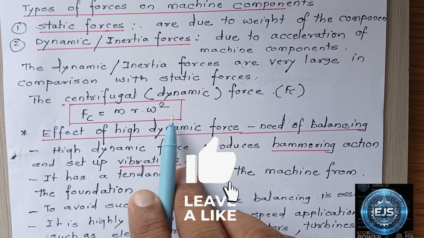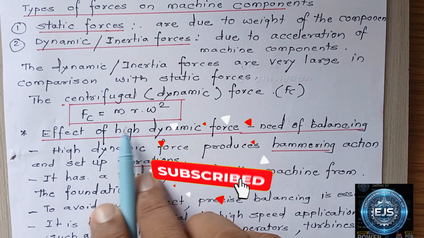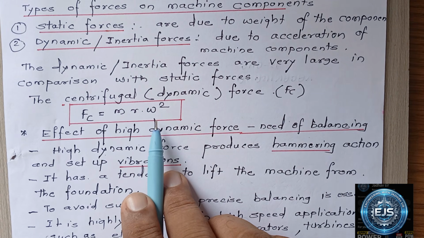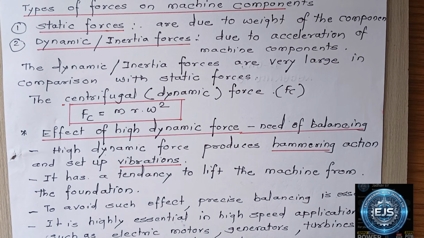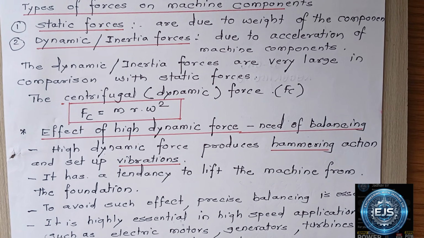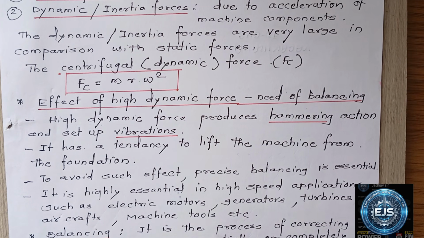So at a high speed, this angular velocity is high. So this centrifugal force or dynamic force, here onwards it is dynamic force, is proportional to square of angular velocity. This force is very large in magnitude as compared to the static force or static load. So it is of great concern in balancing.